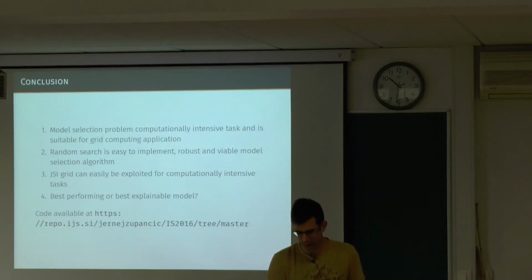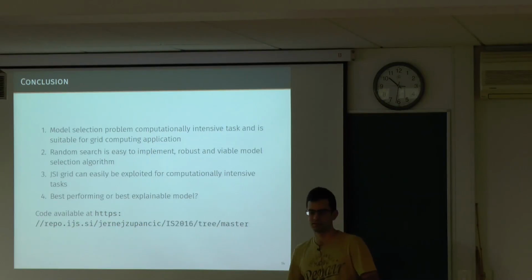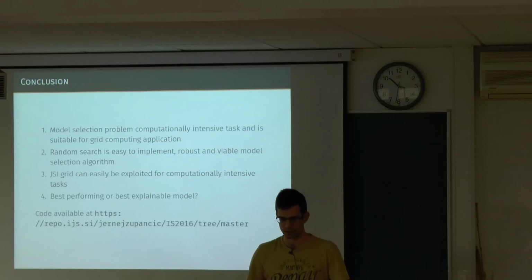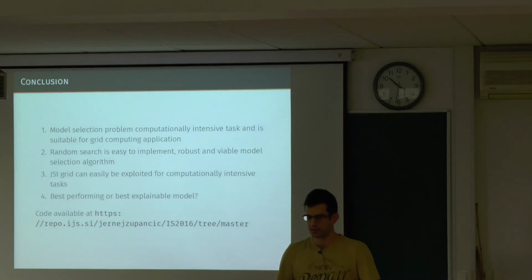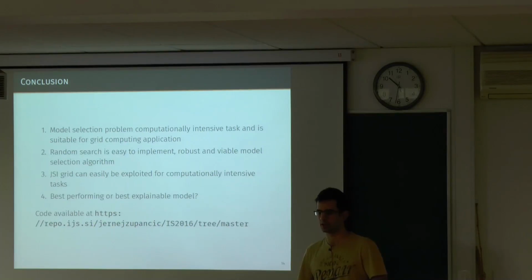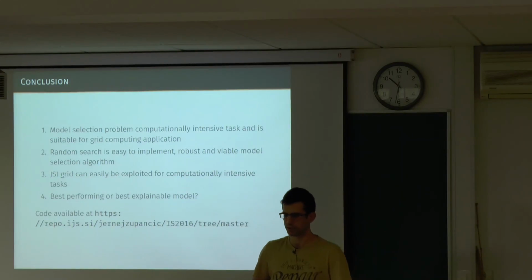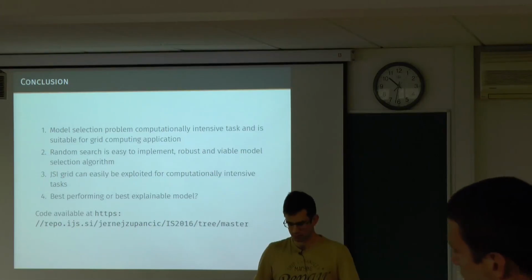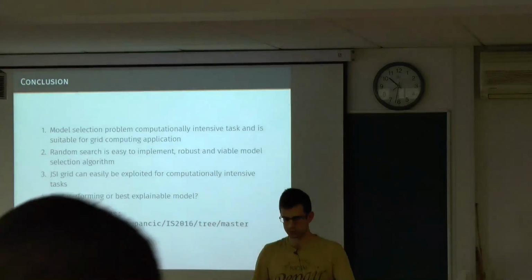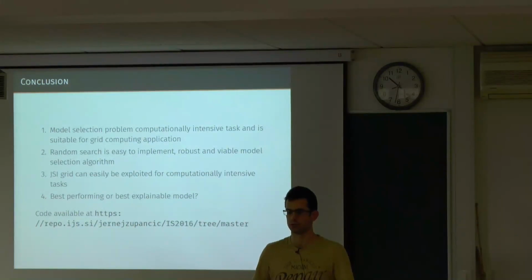So to conclude, model selection is a computationally intensive task, and it makes sense to use the grid since it's available here at JSI. Random search was very easy to implement. It's robust and it's a completely viable model selection algorithm, and it is also quite hard to beat. So the JSI grid can easily be exploited for those computationally intensive tasks, and I encourage you to use it.